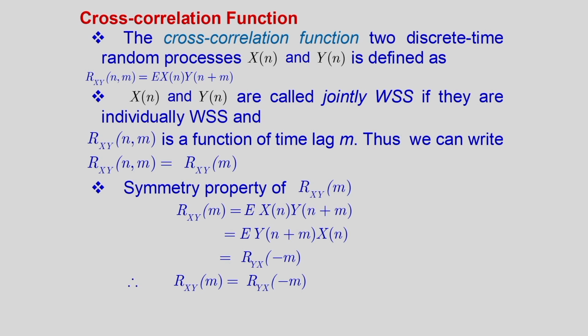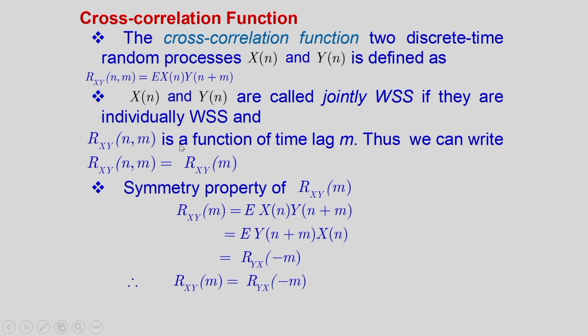Here also we want to make some simplistic assumption about the correlation between x n and y n, and we define what is known as jointly wide sense stationary random processes. Therefore, jointly WSS processes x n and y n are characterized by their individual autocorrelation functions, and the cross correlation function R x y of n, m, which is equal to R x y of m.